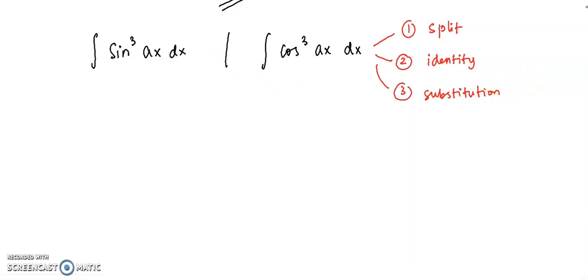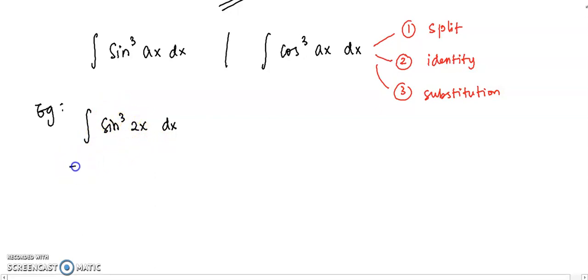Let's look at how we integrate this function, this sine cube and the cos cube. Just look at one example. Here I use this example, sine cube 2x. When I need to integrate sine cube 2x, first step, I'm going to split. You see here I have listed down the 3 steps. First step is a split.